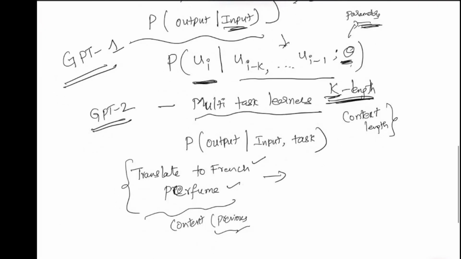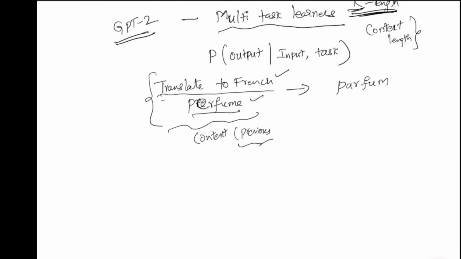So in GPT-2, we are giving the task, translate to French, and we are giving an English word. We expect this to be translated into French, and probably it'll output something called parfum. This is the French translation for perfume. This was GPT-2. Then there was GPT-3.